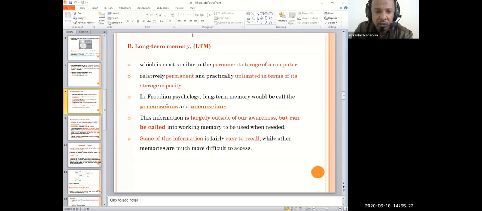You don't think about what happened to you during the morning, the afternoon, during the lunch time, the break time, or the tea time. Those things are stored in your long-term memory, but they are not in your awareness. So long-term memory is largely outside of our awareness. It's not under our awareness.